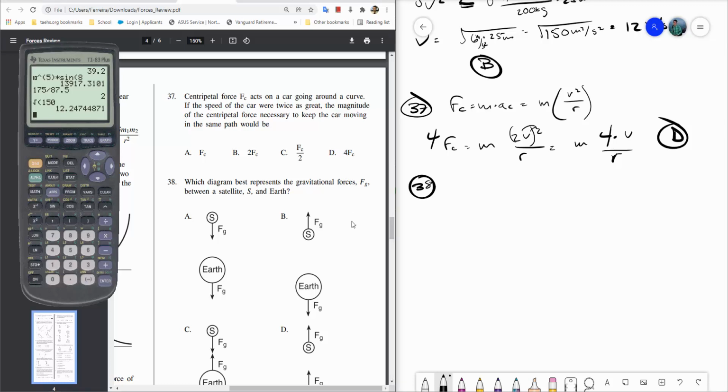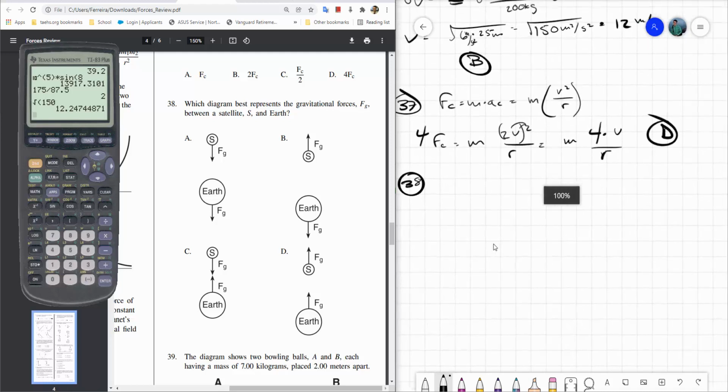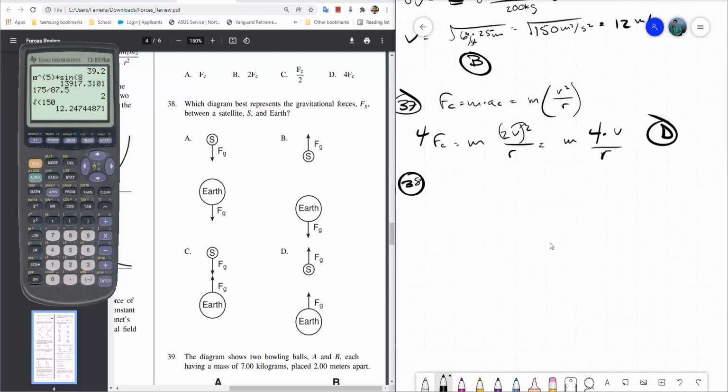The gravitational force Fg between the satellite and the Earth is what? So, the Earth is going to be pulled towards the satellite. The satellite is going to be pulled towards the Earth. And the only one showing you that is C. C shows you basically the flipped version of this. The satellite is getting pulled down towards the Earth, and the Earth is getting pulled up towards the satellite.